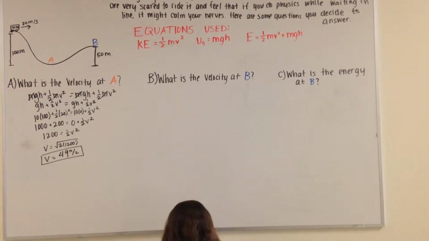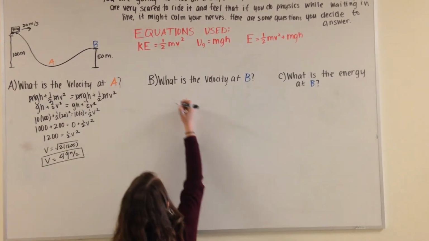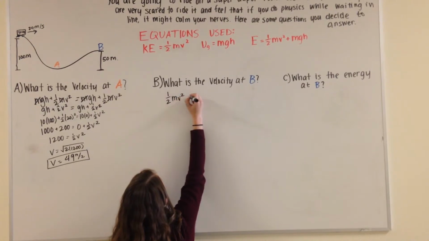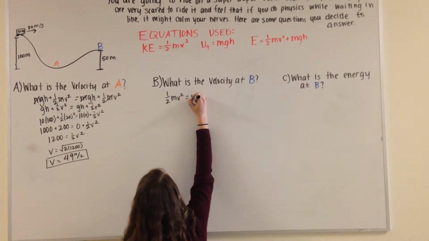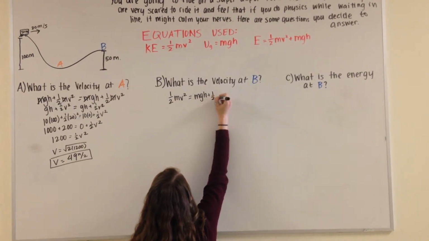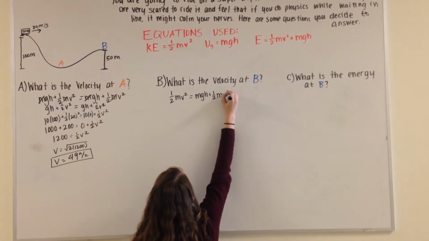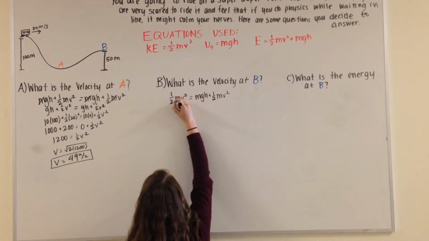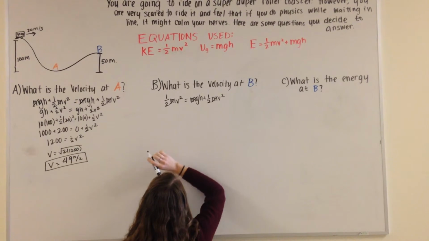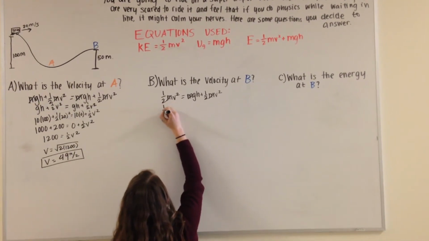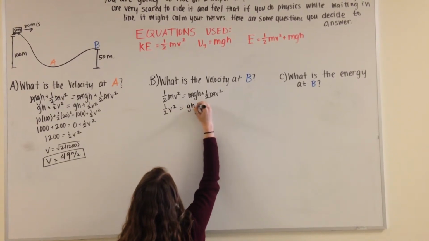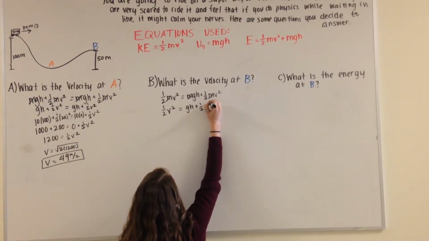Next question is, what is the velocity at point B? We use the same equation, so we do 1/2 mv squared plus mgh is equal to 1/2 mv squared plus mgh. However, we don't need mgh for point A since there is no height. So it's just 1/2 mv squared at point A is equal to mgh plus 1/2 mv squared at point B. Now we cancel out the masses again and get 1/2 v squared at point A is equal to gh plus 1/2 v squared at point B.